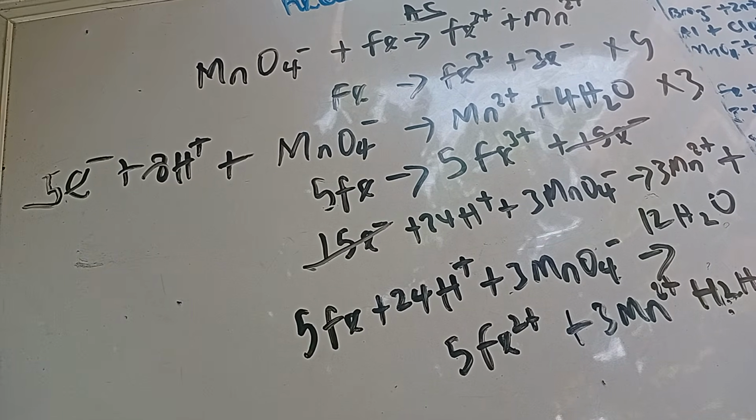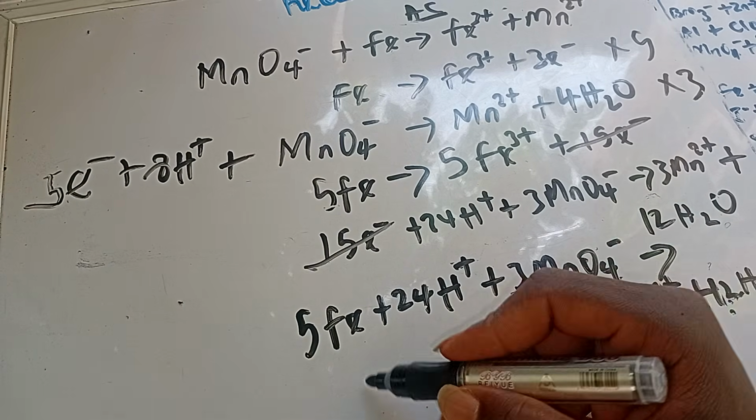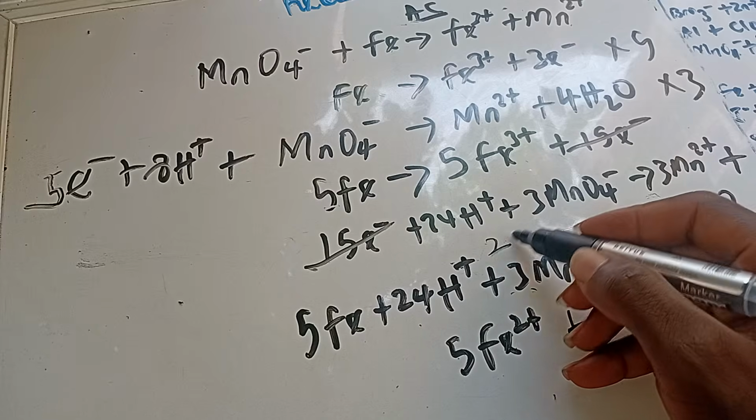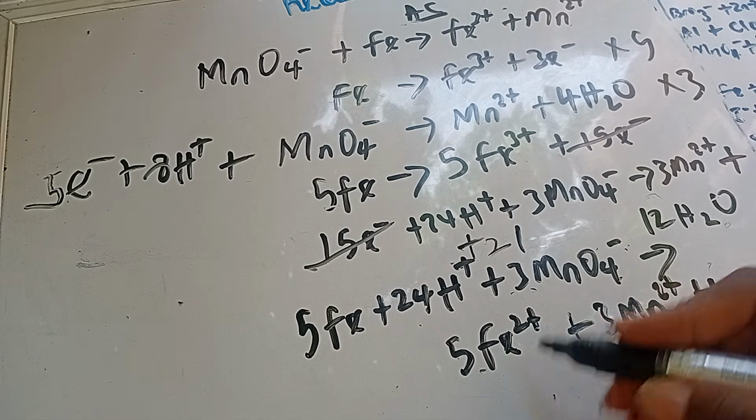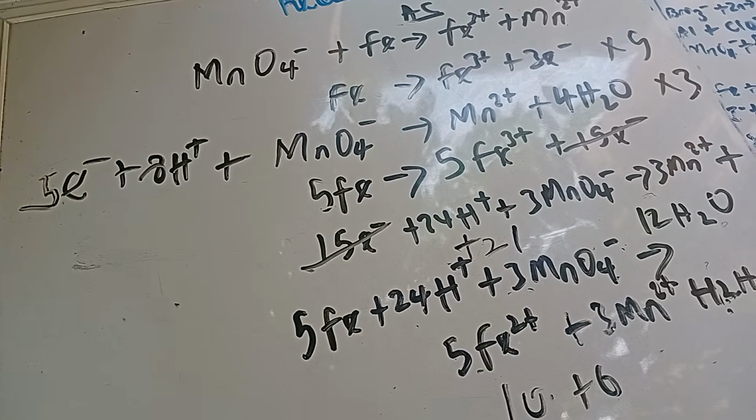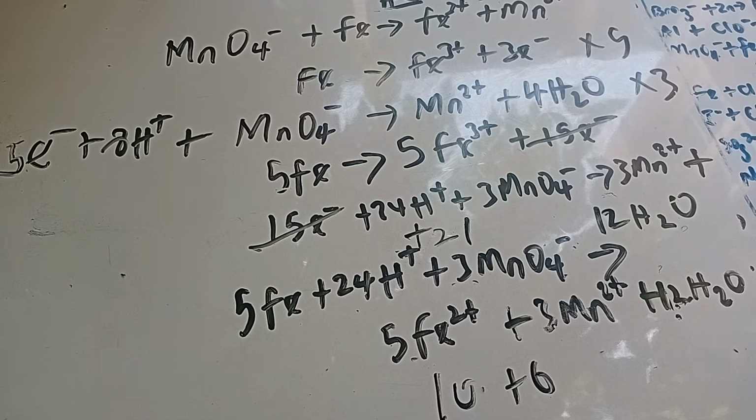Now for the charges. Here we have 24 times plus 1, and 3 times minus 1, that's minus 3. So 24 minus 3, we have 21 charges on the left side. Now let's check the right side. Is it equal to 21 charges? 5 times 2 plus, we have 10. 3 times 2 plus, we have 6. That's 16. Something is not balanced here. Here we have 21, here we have 16. What's happening?